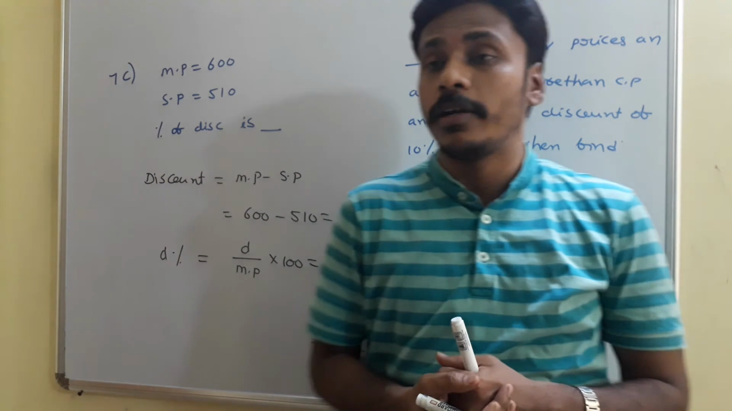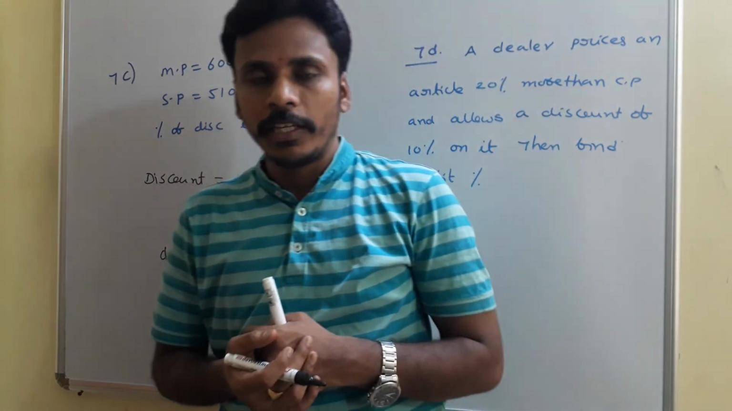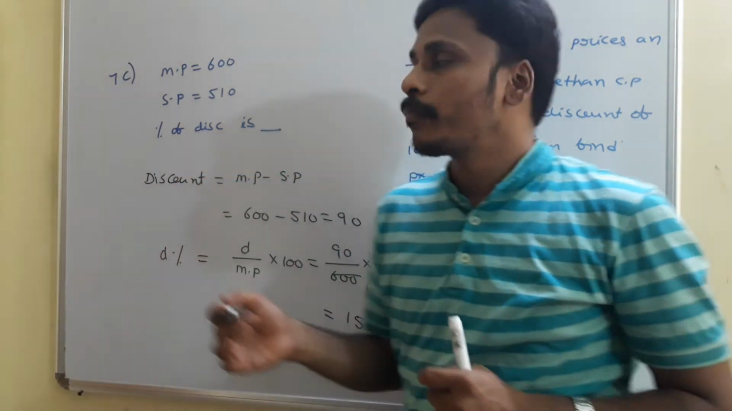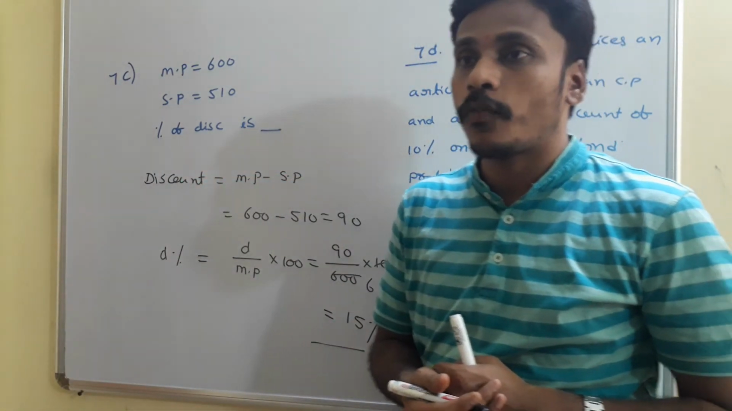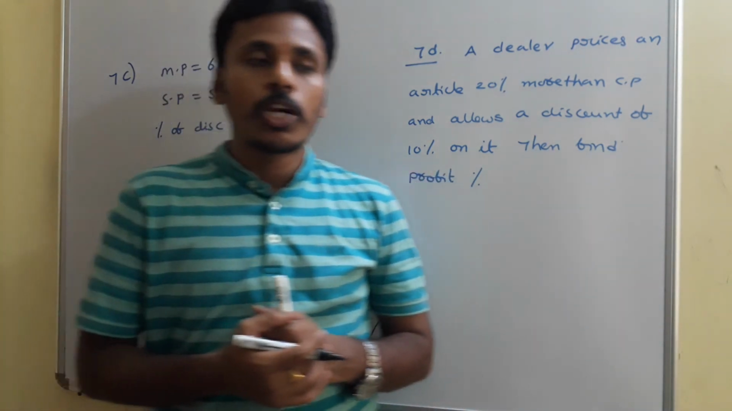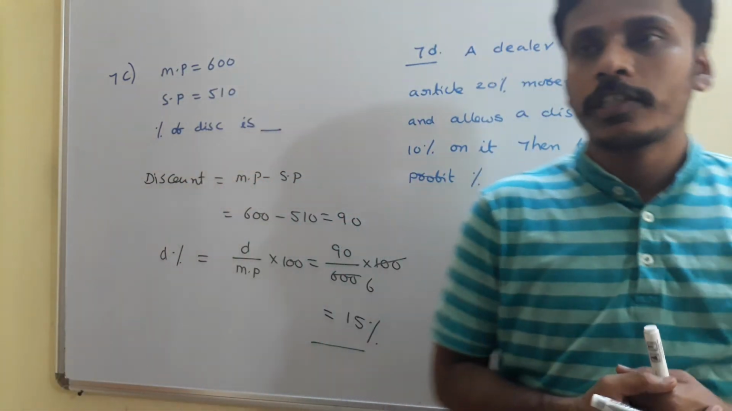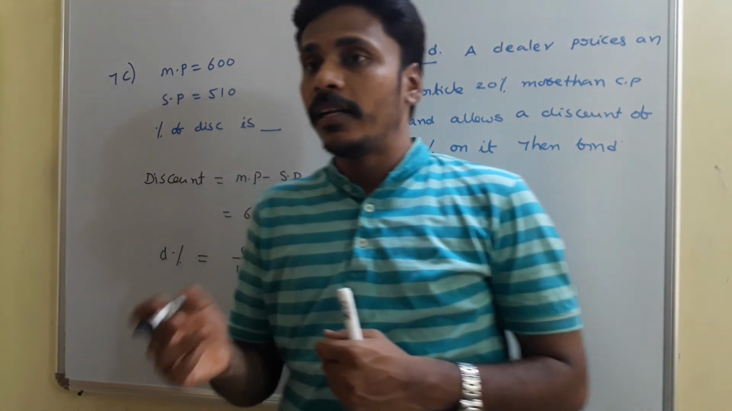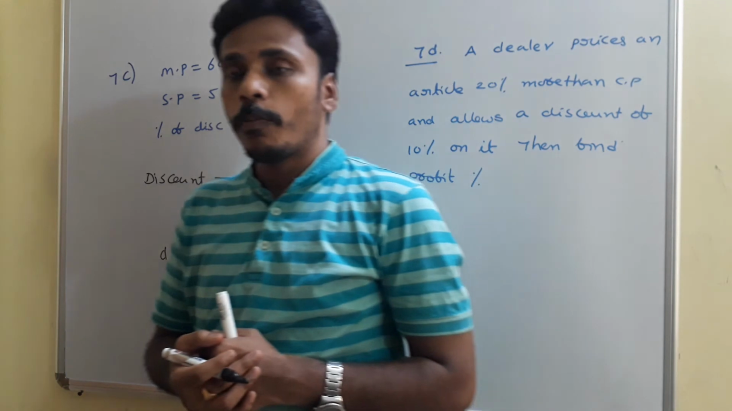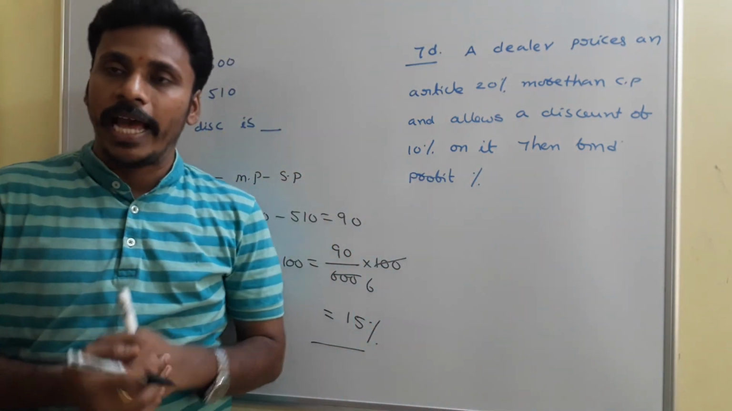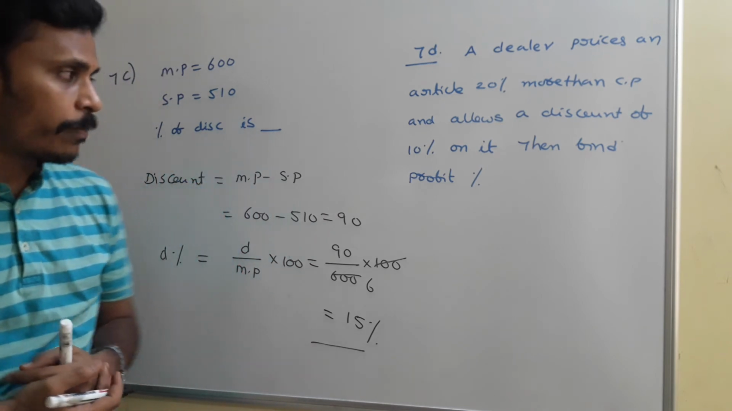Once again, have a look. Market price and selling price are given, and we need to calculate the percentage of discount. Percentage of discount is discount divided by market price into 100. First calculate the discount as the difference between market price and selling price, and then discount percent is discount by market price into 100. On simplification, you will get the discount percent as 15%. There ends the problem.